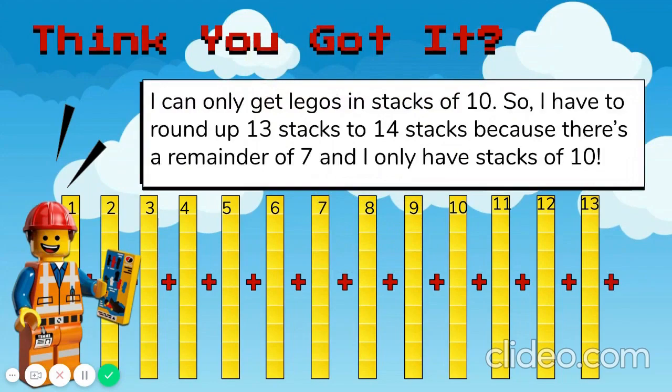So we're going to have to round up 13 stacks to 14 stacks because there's a remainder of 7 and I only have stacks of 10. In other words, I would rather have 3 blocks that I might not be able to use to build this house than make my buyer unhappy because they don't have a part of their floor or something. So that's why we have to round it up, because we need at least this number of Legos to build this house, and we can get more.